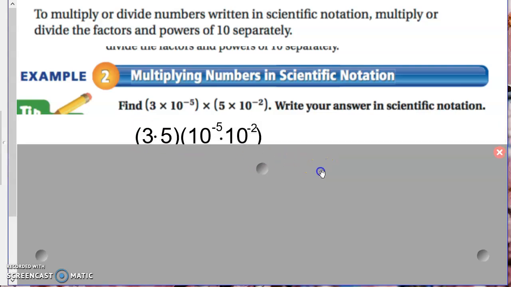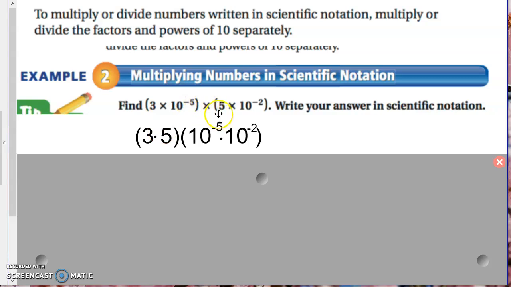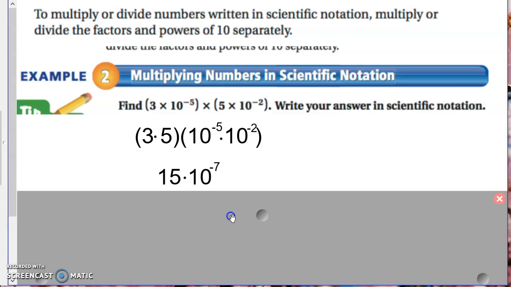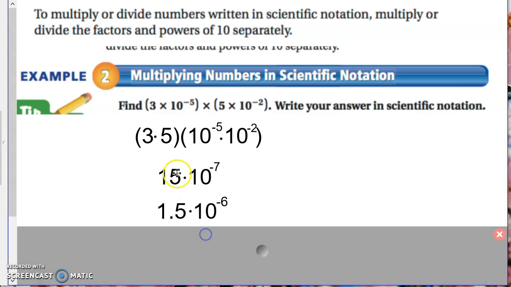First up, multiplying. So I'm going to rearrange this a little bit so I can put like factors together. So I'm going to do 3 times 5, and then 10 to the negative 5th times 10 to the negative 2nd. Well, of course, 3 times 5 is 15. And when I'm multiplying powers with the same base, I add those exponents together. So I get negative 5 and negative 2, and I add those together, and I get negative 7. Now, this unfortunately is not correctly written in scientific notation. I have to move that decimal back one more place. So my simplified answer in scientific notation would be 1.5 times 10 to the negative 6th power.